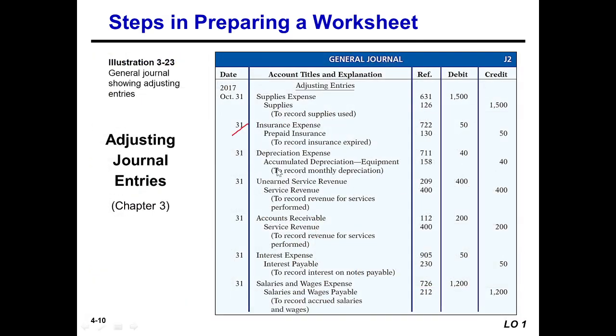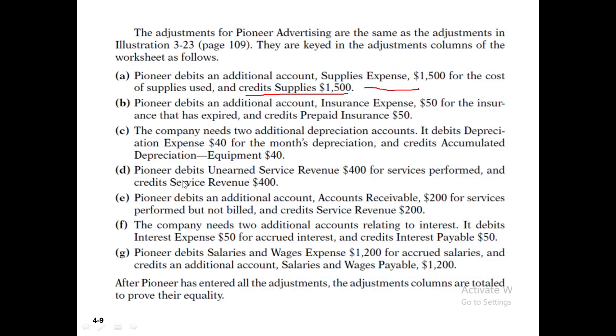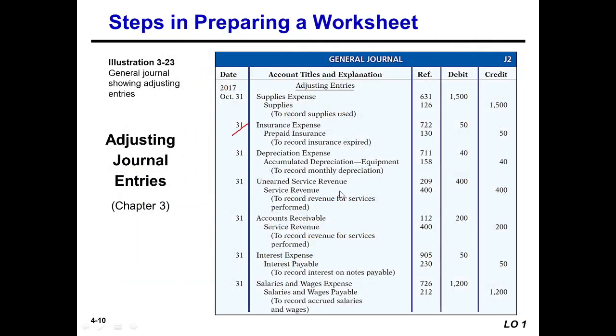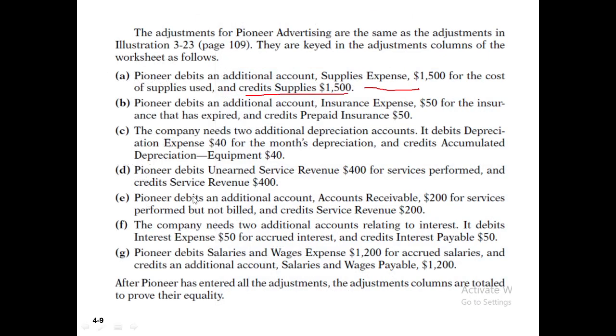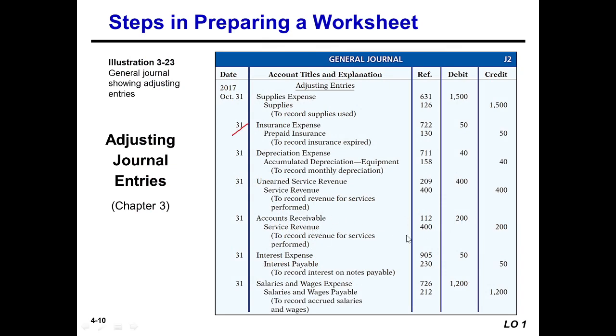Okay. And for Pioneer debits unearned service revenue for service performed and credits service revenue 400. So here this is unearned service revenue debit and service revenue credit 400. And Pioneer debits additional accounts receivable 200 for service performed but not billed, credit service revenue. So here accounts receivable 200 is debit, and service revenue 200 credit.